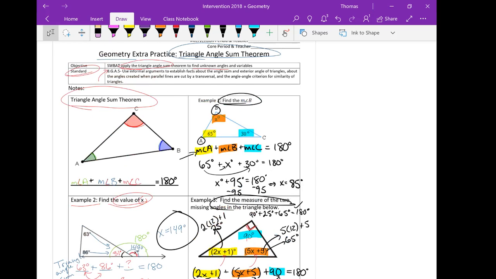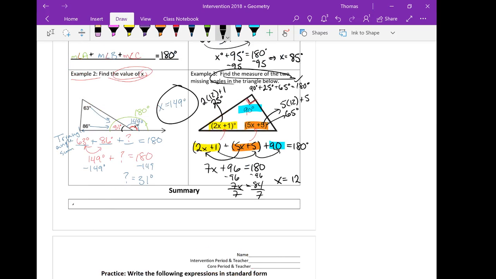Really, our steps are pretty straightforward. We basically looked for triangles. So look for missing angles in triangles. And then we wrote our equations. And then we solved.